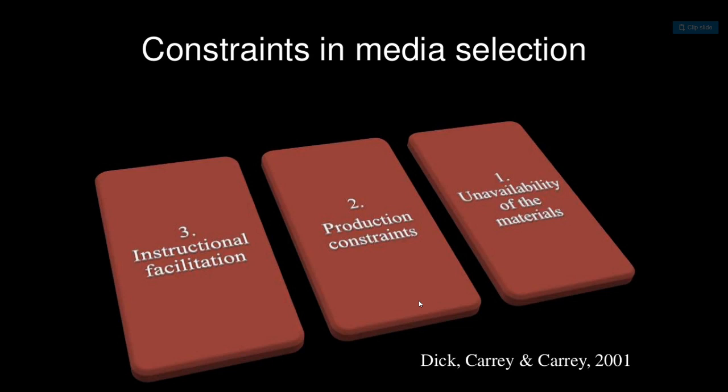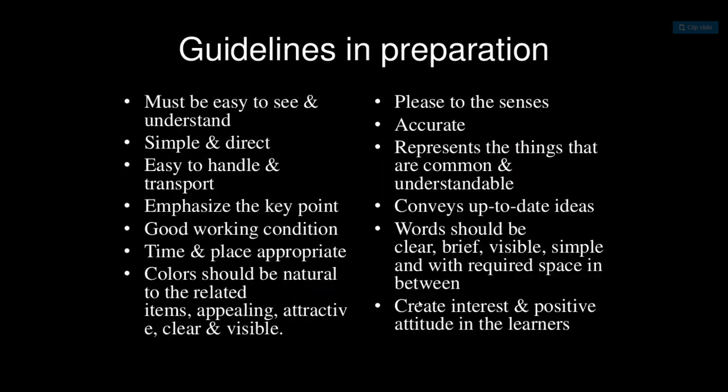The next is constraints in media selection. Which kind of barriers? Instructional facilitation: are there facilities available for instruction? Then production constraint: the productivity of the media selection. Unavailability of the material: is the material available or not?